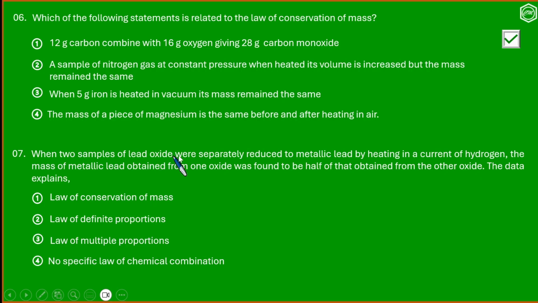When two samples of lead oxide are separately reduced to metallic lead by heating in a current of hydrogen, the mass of the metal combining with the fixed mass of hydrogen are different in two oxides. So the law of multiple proportion is represented by the data.